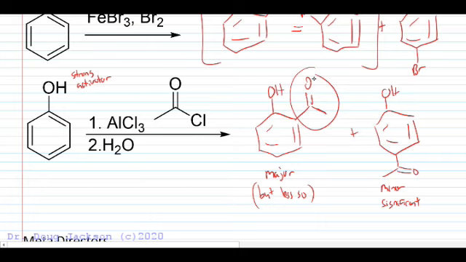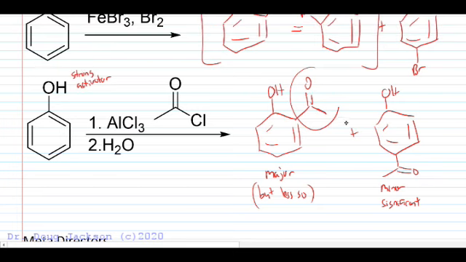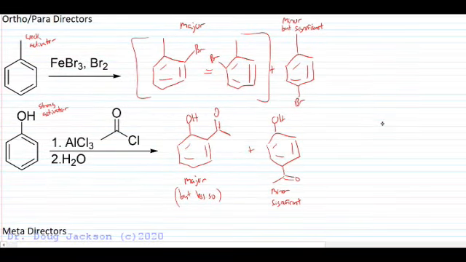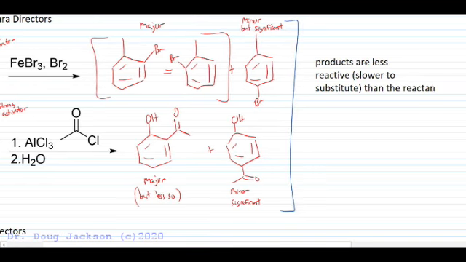because this group, the acetyl group here, is a little bit bigger in the Friedel Crafts acylation, a little bit bigger than bromine, and so we're going to get a little bit more steric resistance to that ortho position, which is right next door to our original directing group. Okay, what makes both of these reactions relatively good is that if we look at the products of both of these reactions, the products are going to be less reactive, they are slower to substitute than the reactants.